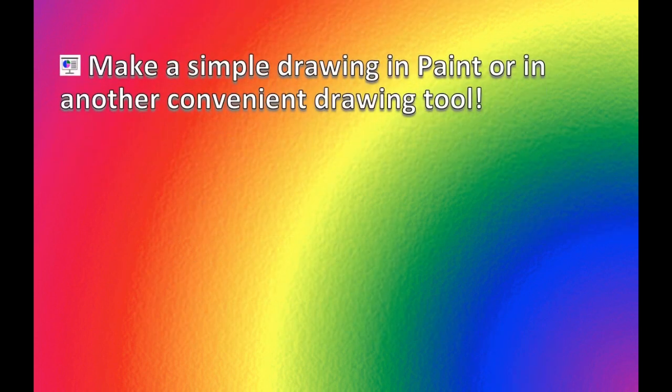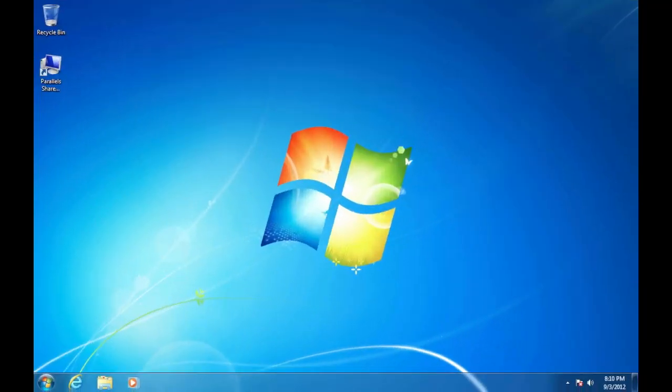Method number one, make a simple drawing in Paint or in another convenient drawing tool. There's actually a large number of different drawing programs available, some pixel-based and some vector-based. Generally speaking, the better the program you want, the more you have to pay for it. The primary advantage of MS Paint is that it's kind of free, provided you're running a Windows computer.